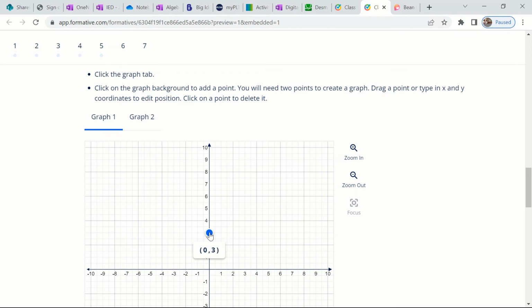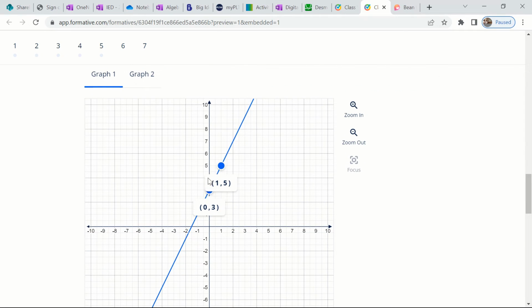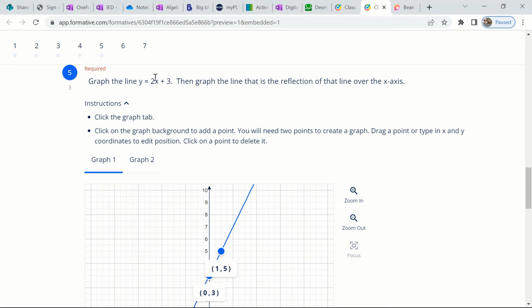So to get the slope of 2, I'm going to start here and go up 2. So I'm going to go up to 5 and then over 1. And that will put me at the point 1, 5. So remember your rise over run. I'm going to go up 2 over 5, and that's from using the slope of 2 over 1.